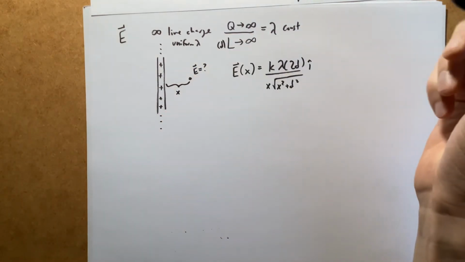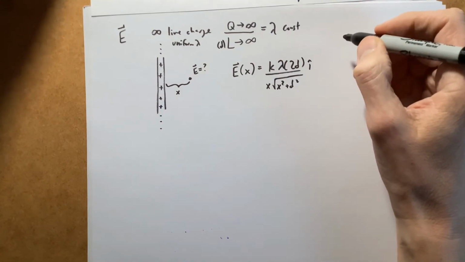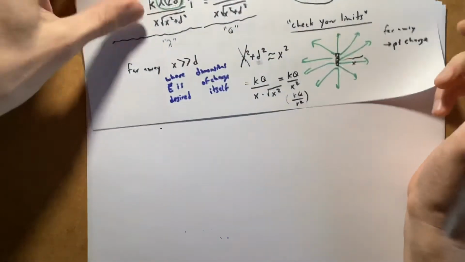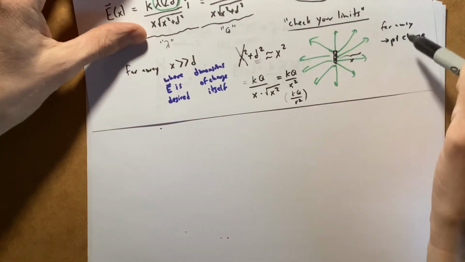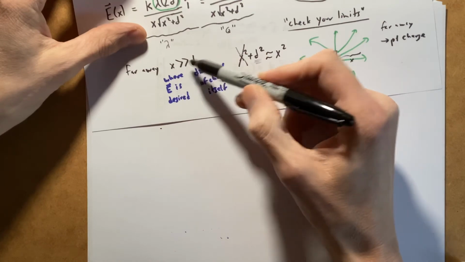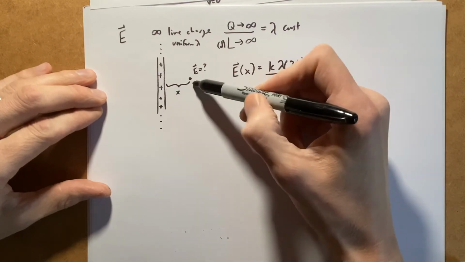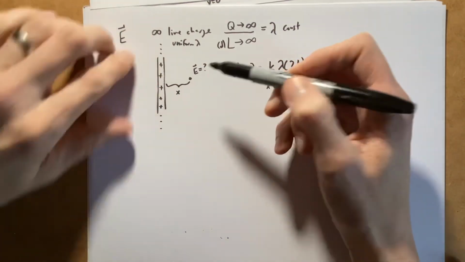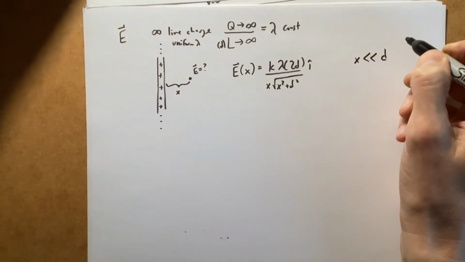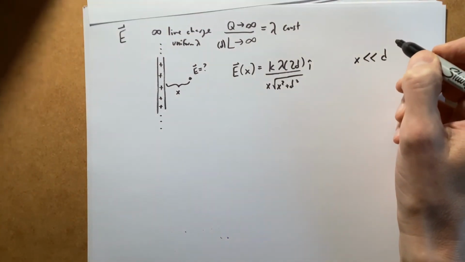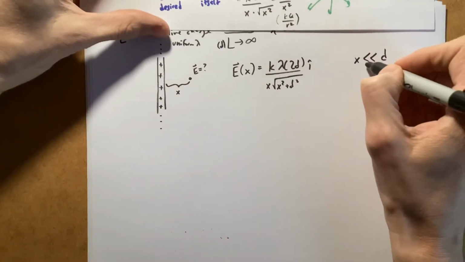Distance x away. Well, now the limit goes the other way. Remember over here, when you're far away from this thing and it started to look like a point charge, the x is much greater than d. Well, now, no matter where I am, no matter how far away I'm interested in knowing the electric field, the length of this thing is always infinity. So it goes the other way. X is much less than d. Whereas before, x is much greater than d, now x is much less than d.